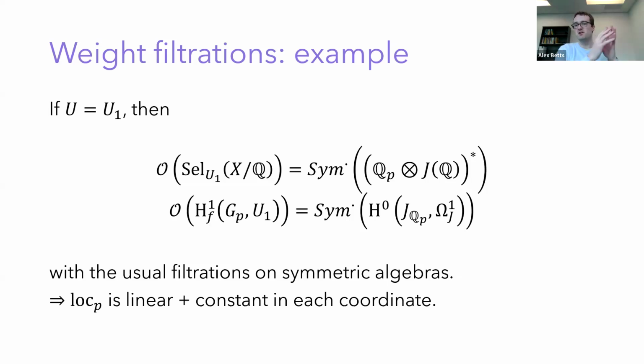And so the moral of this example is that the existence of these weight filtrations, and the fact that the localization map is compatible with weight filtrations, is almost already enough to capture the fact that in the abelian case, everything is a vector space, and the map between them is linear. So this actually is saying something concrete about the geometry of the localization map.